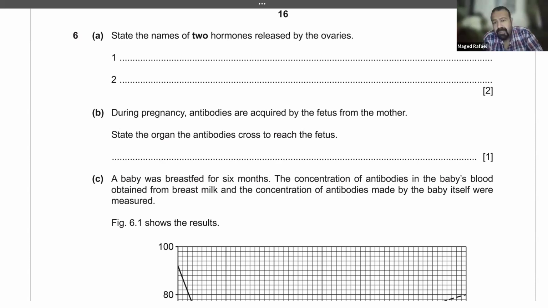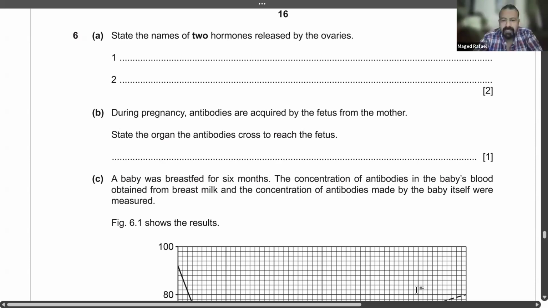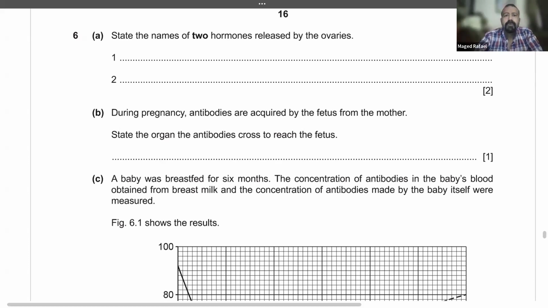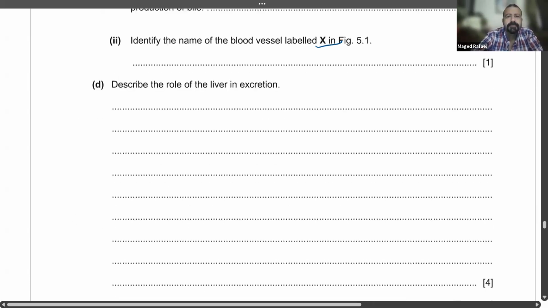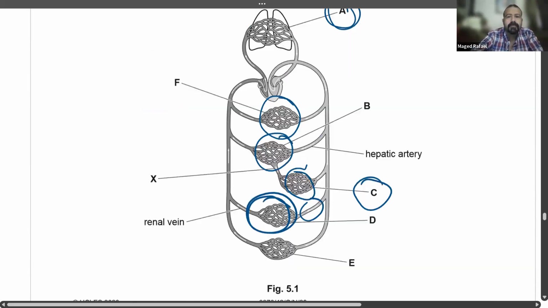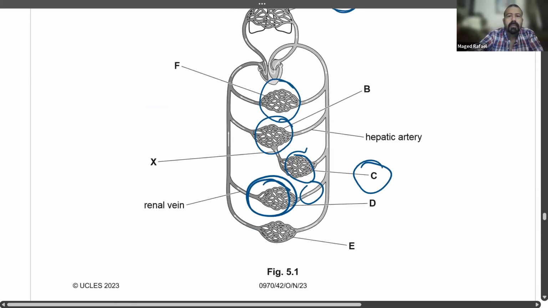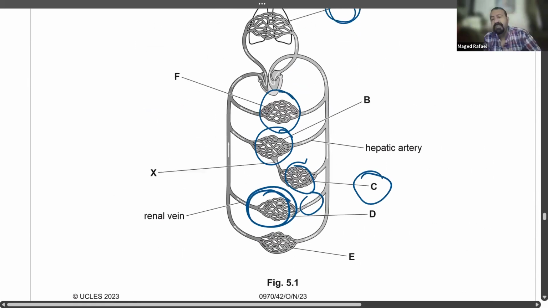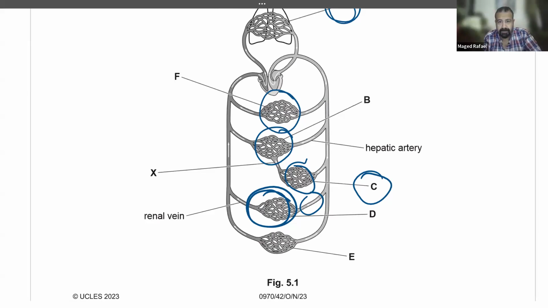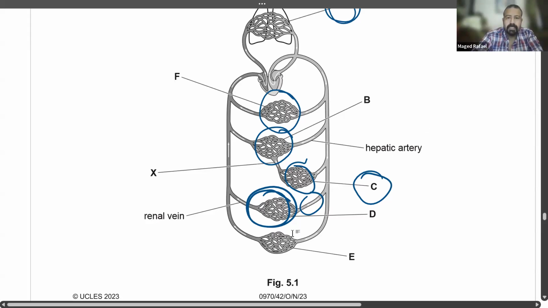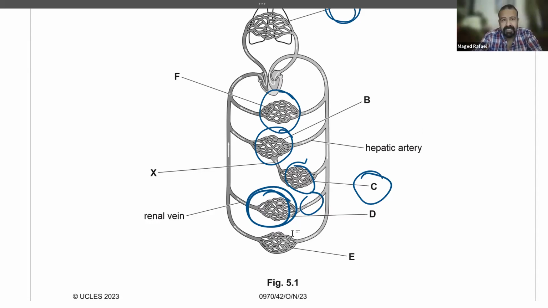Okay. Abdelrahman, you asked about letter F. Okay, just a second. Letter F, it could be the first part of the digestive system. It could be the stomach. Okay? Because C is the small intestine and B is the liver. So it could be the stomach and the esophagus and all of this.